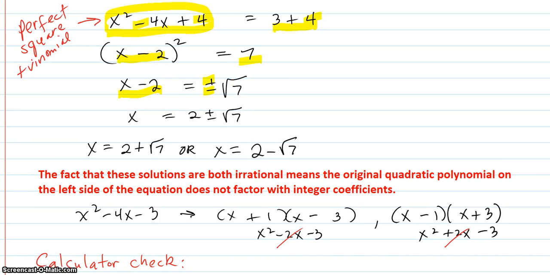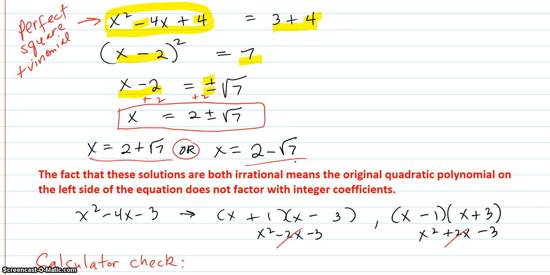Then you add 2 over to both sides. Add 2 plus 2, and end up with x equals 2 plus or minus the square root of 7. So you break that up into an or. X equals 2 plus square root of 7, or x equals 2 minus square root of 7. And those are the two solutions to the original equation.